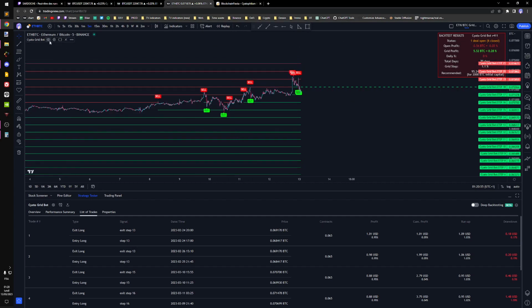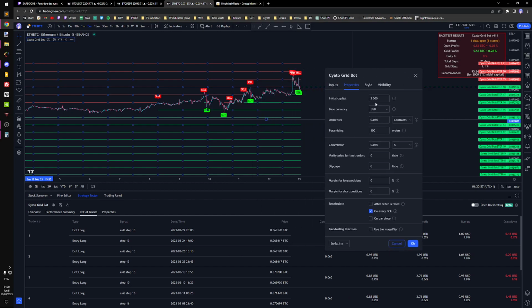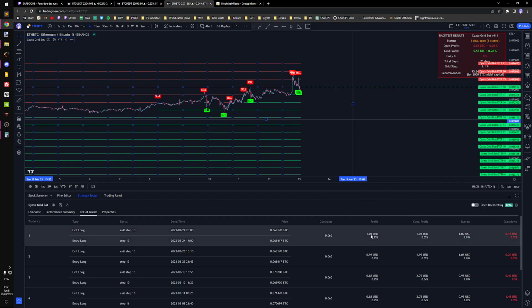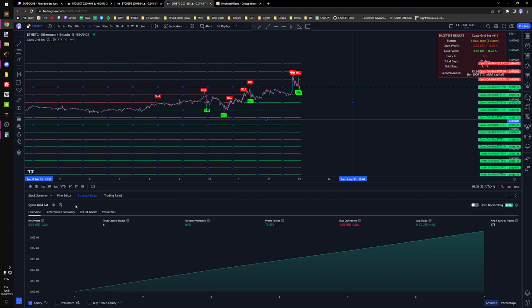So looking at the settings really quick, we are using 2K USD as initial capital, and we split that through the steps. So 20 steps, it is $100 per trade. So here, this is in Ethereum. This makes around 1% per trade, so 1 USD as well. It's really simple to calculate the profit.